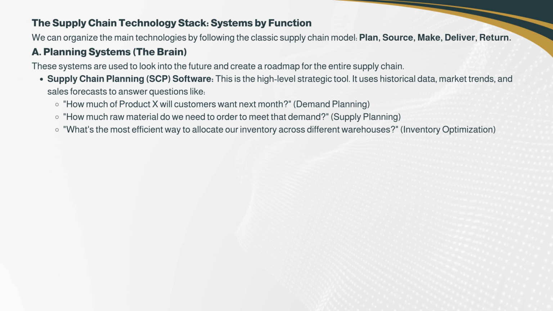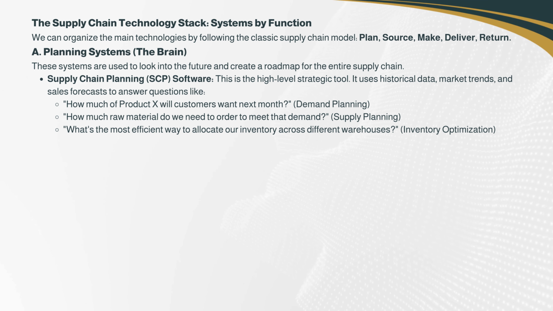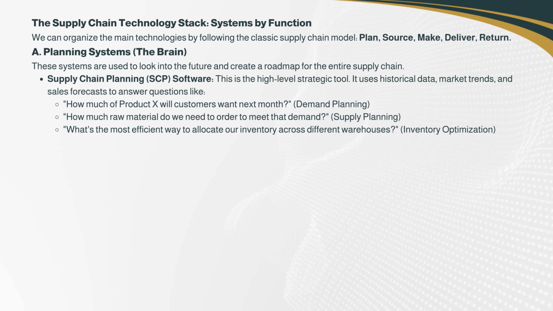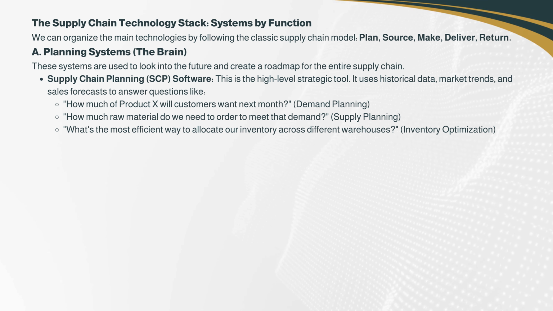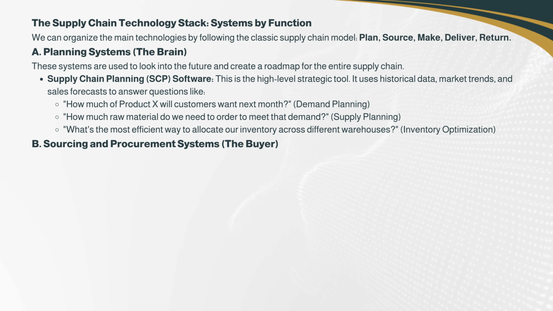How much raw material do we need to order to meet that demand? Supply planning. What's the most efficient way to allocate our inventory across different warehouses? Inventory optimization. B. Sourcing and procurement systems, the buyer.